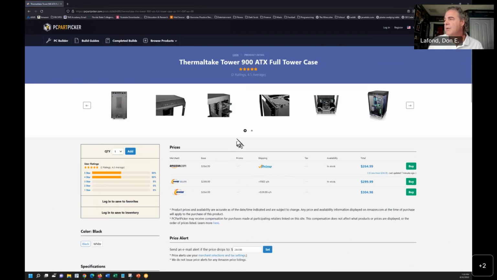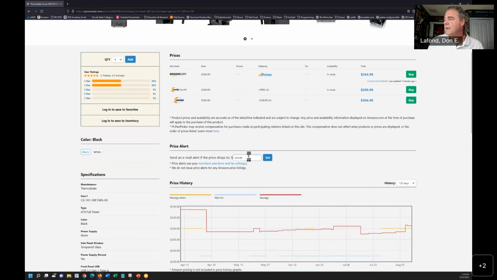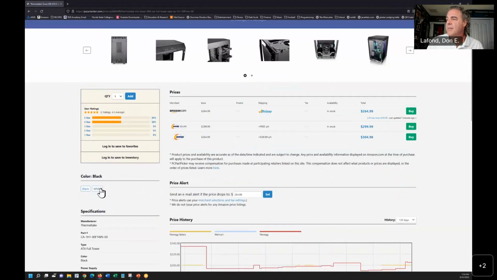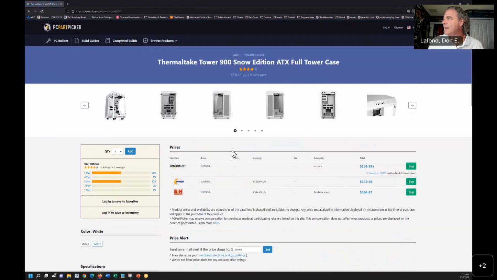But once you select your case, then you are able to, let's see, I want mine's white. And how do you actually select it? I forget how to select it. To select it, one second.